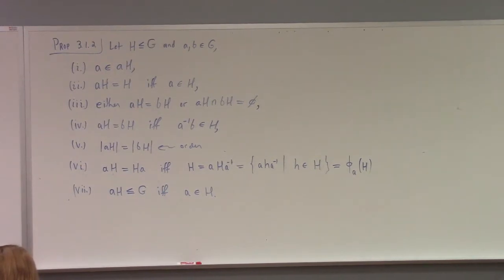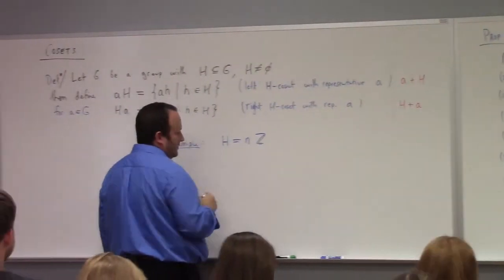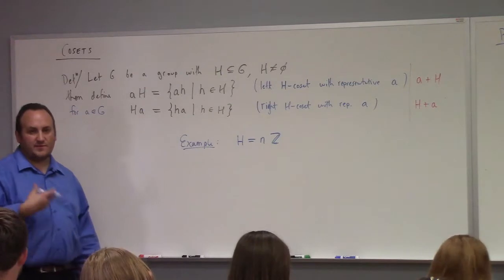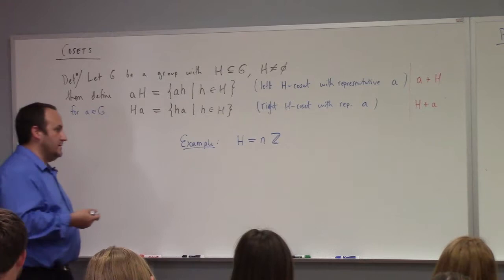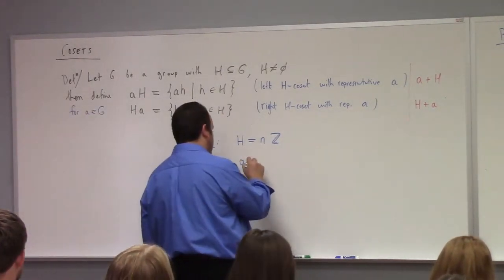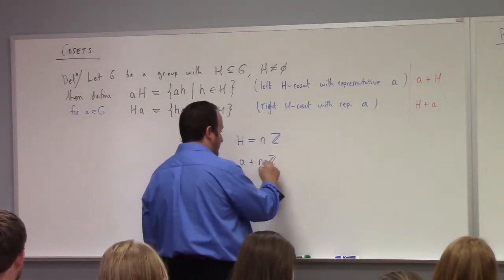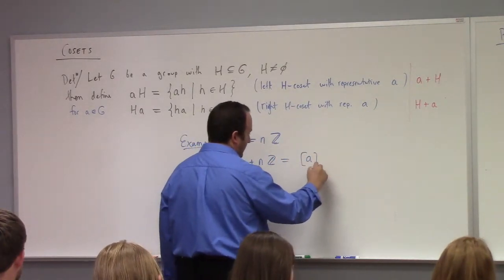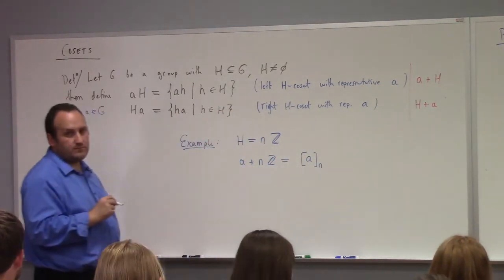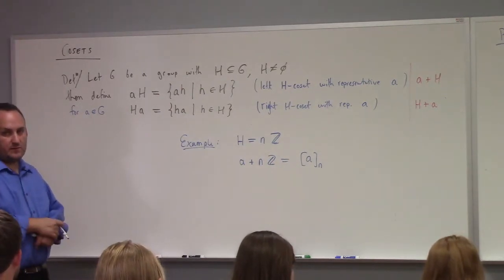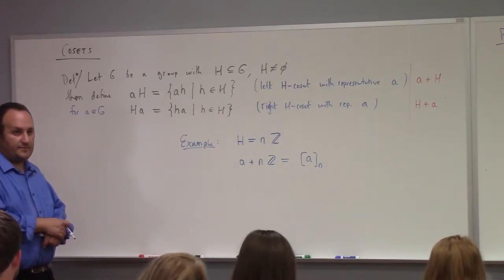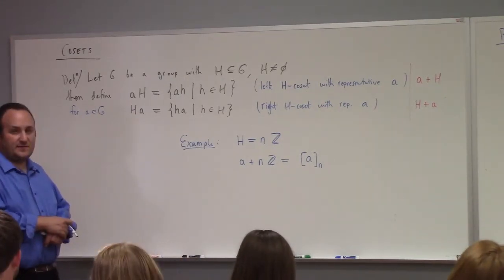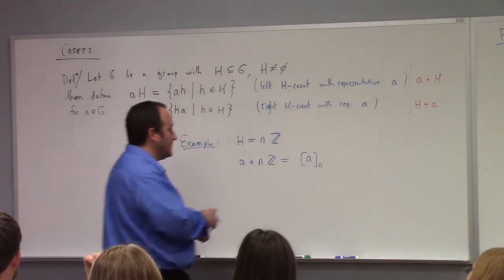Example: if we look at H equal to nZ, so the multiples of n, multiples of Z, where n is greater than or equal to 2, pick your favorite n. In this case, a plus nZ is exactly this. So that's why I say it's an example of cosets. I haven't emphasized much that nZ is a subgroup of the integers, but it is.